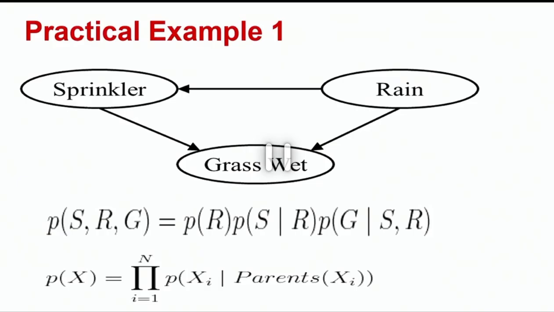Rain causes the grass to be wet, and rain also causes your sprinkler. You know, if there's no rain in the summer, your sprinkler will be on, right? So rain determines that. And rain and sprinkler will determine whether the grass is wet. Does that make sense? That's why you see the arrow now.